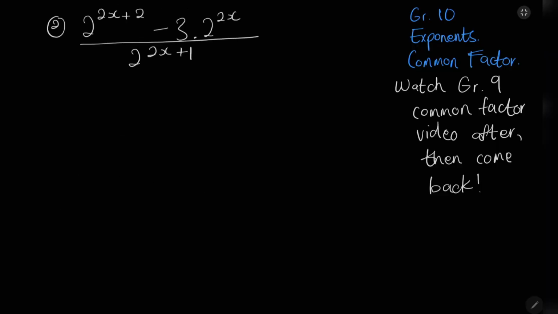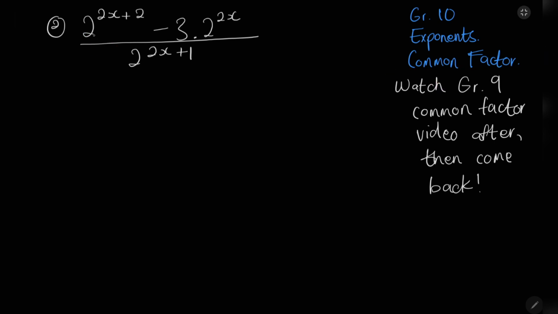Let's try 2 to the power 2x plus 2 minus 3 times 2 to the power 2x, all over 2 to the power 2x plus 1. What's the first step? We have to check whether we have one term. We have 2 and 2 there. However, we have a minus sign, so you have more than one term. You have that as the first term and this as the second term. So what can we do? We can try to split the exponents so we can take out the common factor.